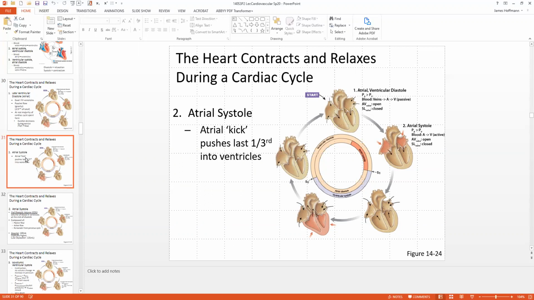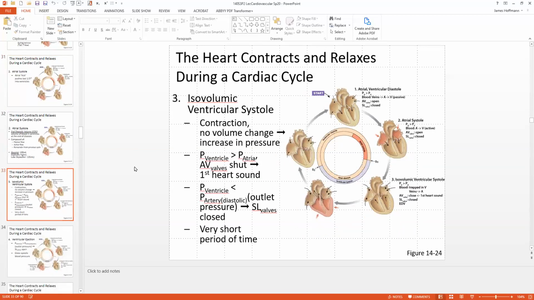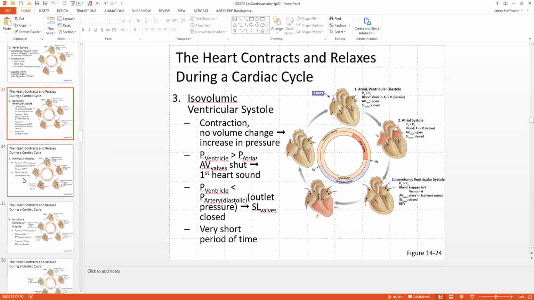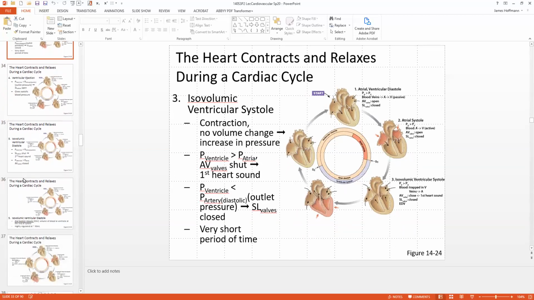That electricity causes contraction. So as the atria are pushing blood into the ventricles, the AV node is picking up that electricity and sending it down the bundle of His and the left and right bundle branches. Those are going to those Purkinje fibers. And now that electricity is at the bottom of the ventricle, and so now the ventricle starts to contract. And that's called isovolemic ventricular systole or isovolemic ventricular contraction.